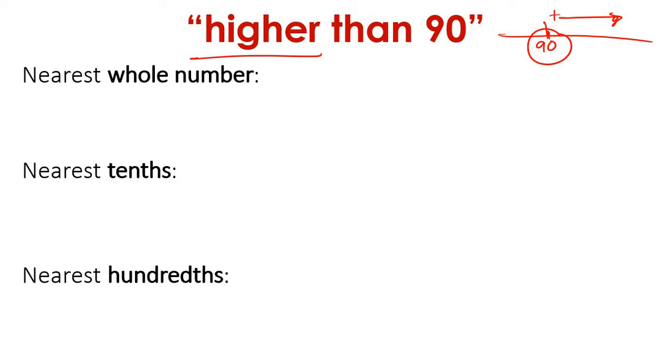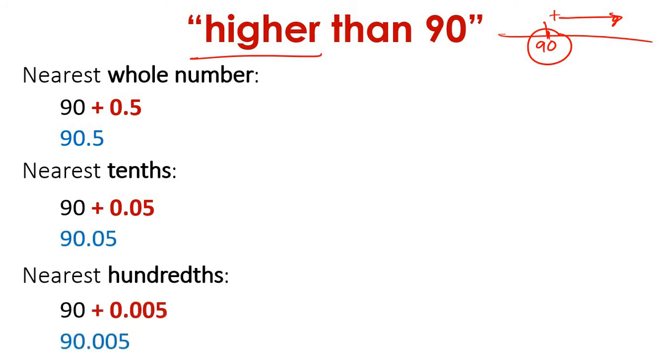So if we are tasked to round off to the nearest whole number, just add 0.5. Tens, 0.05, and hundreds, 0.005. So your takeaway here is the keyword higher than. If it says higher than, we're going to add.